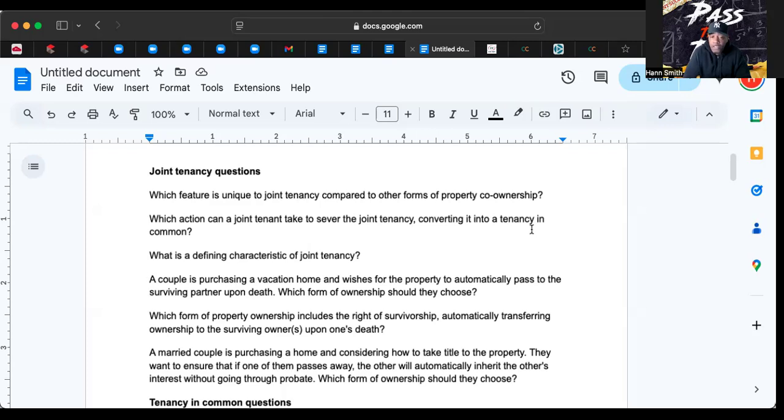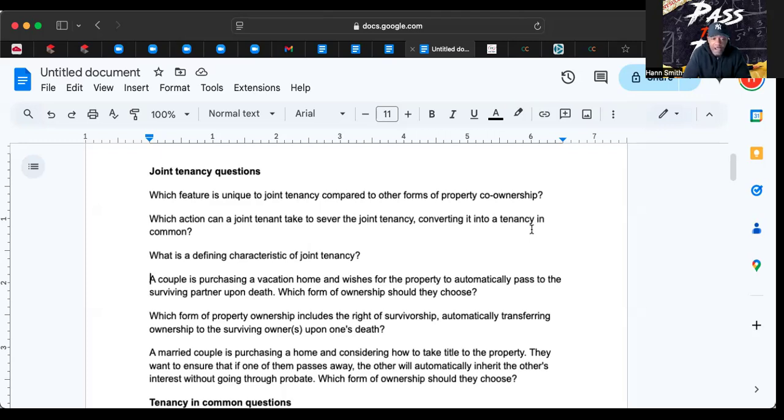So what this question is really trying to ask is, what happens to a joint tenancy if one of the tenants wants to get rid of their interest in that joint tenancy structure? Well, the joint tenancy converts into a tenancy in common structure. So that's the key thing to take away from that question. All right, what's the next one?